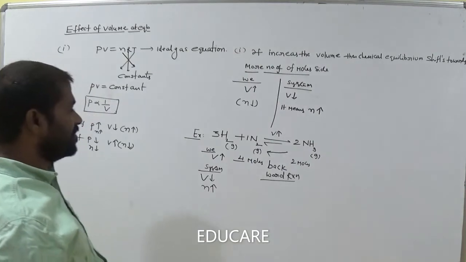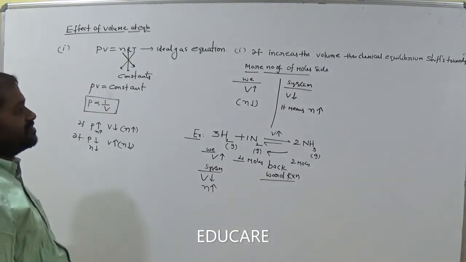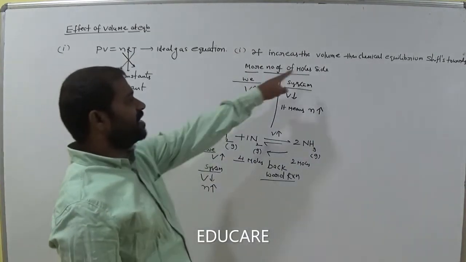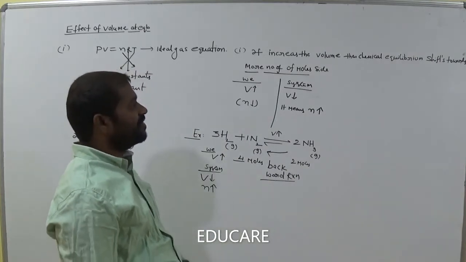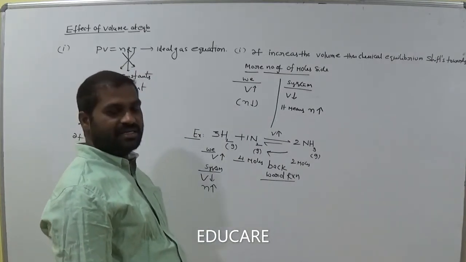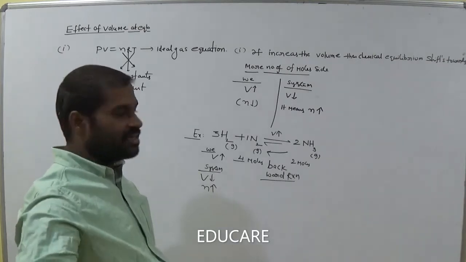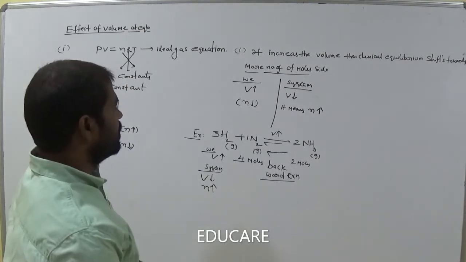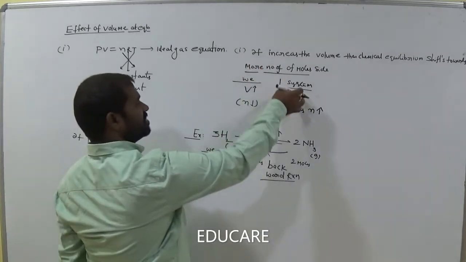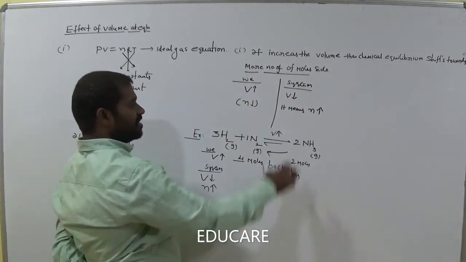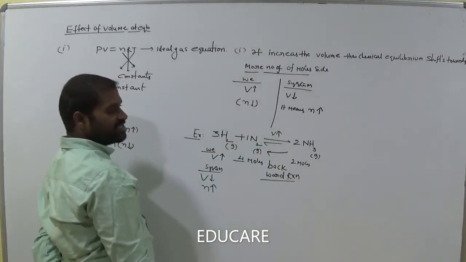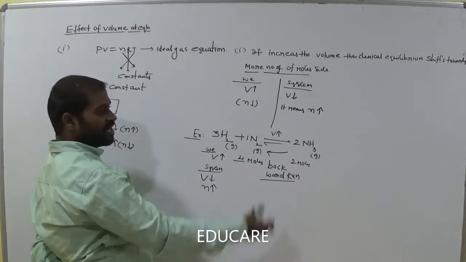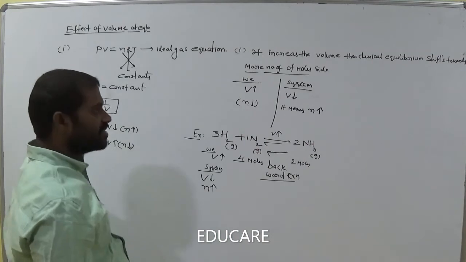Is it clear, all of you? The first point: if we increase the volume, the equilibrium shifts towards the more number of moles side. That means if we increase the volume, the system tries to decrease the volume. When volume decreases, number of moles is high. So equilibrium moves towards the more number of moles side. Is it clear?